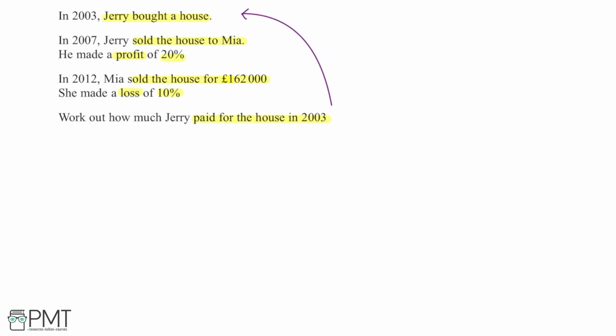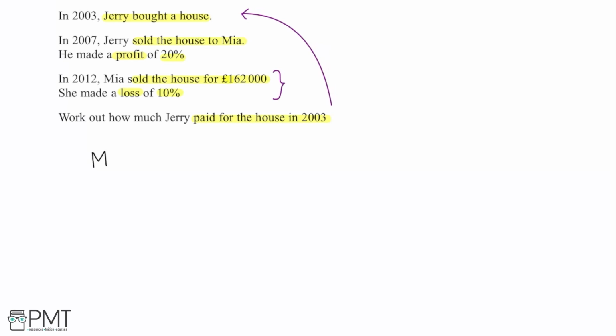So if we focus on this last part first, we've got the most information here because we've got an actual price and we've got the loss that Mia made. So we can use this to start working backwards through the information. So if in 2012 Mia sold the house for £162,000, she made a loss of 10% when she did this. So we could take a value M, being the price that Mia bought the house for. And she made a loss of 10% on this. So she sold it, making a loss of 10%.